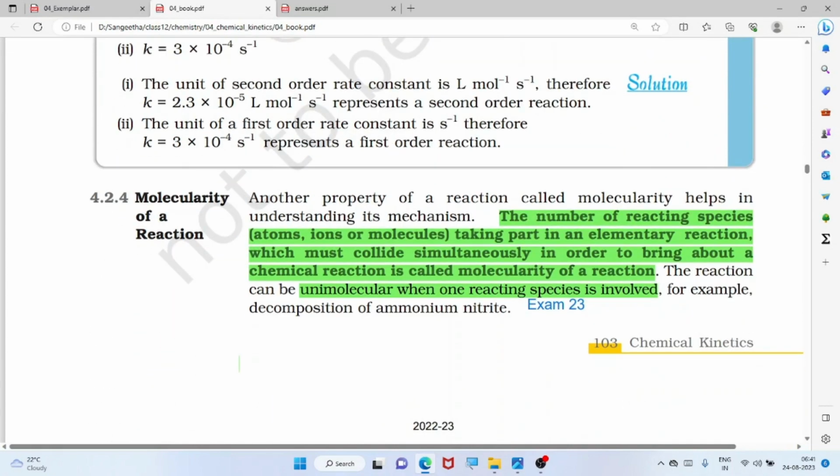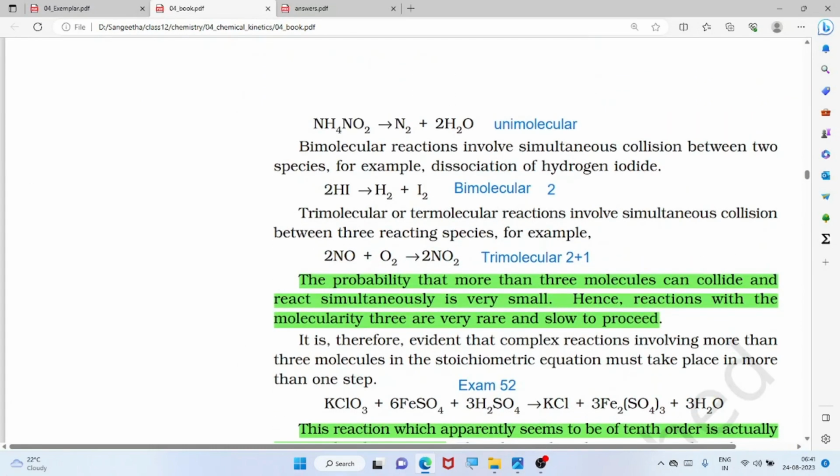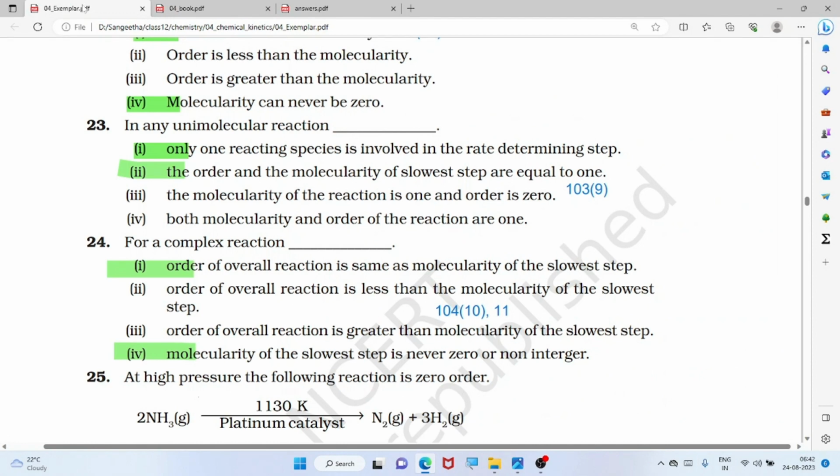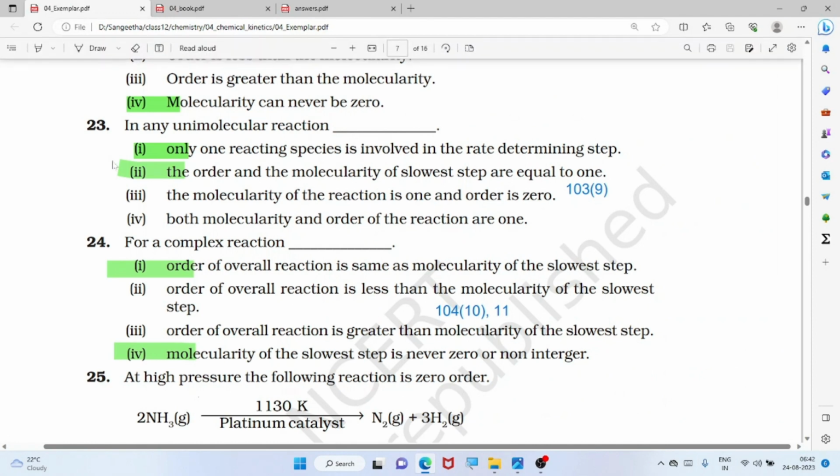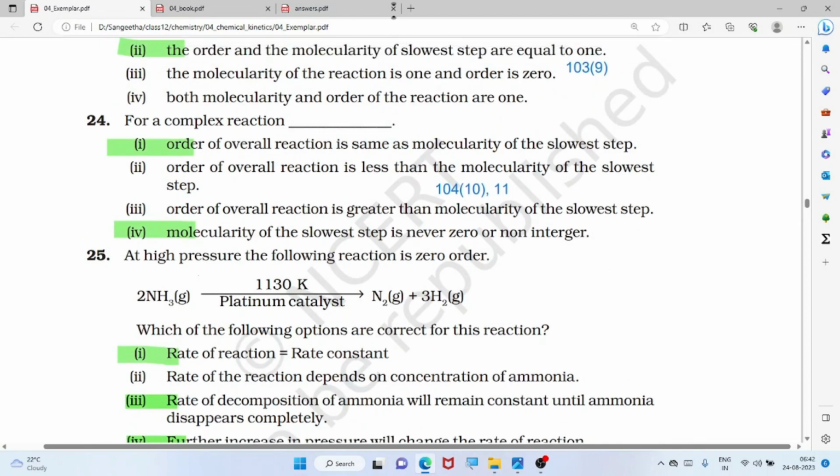The number of reacting species in an elementary reaction must follow simultaneously the order being taken in the chemical reaction. In a unimolecular reaction, one reacting species is involved. The order and molecularity of the slowest step, that is correct. For a complex reaction, the order of the overall reaction is the same as the molecularity of the slowest step, that is the rate determining step. Molecularity of the slowest step is never zero and non-integer. That is correct.